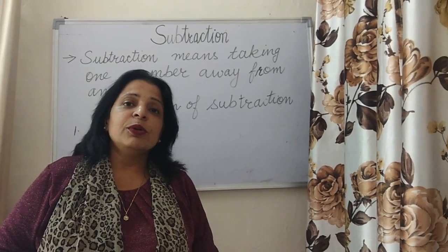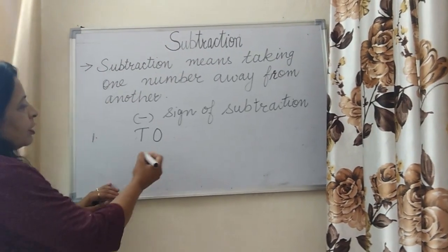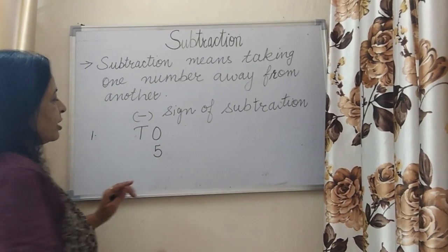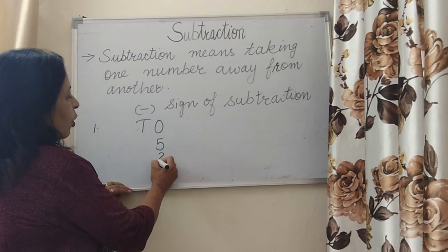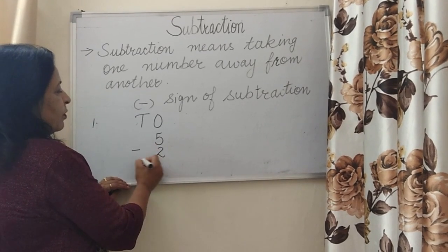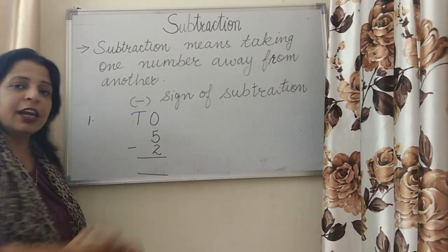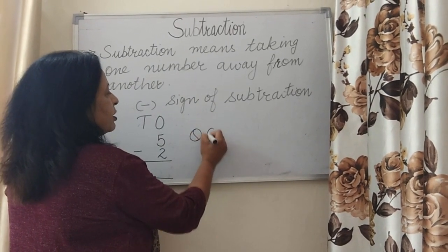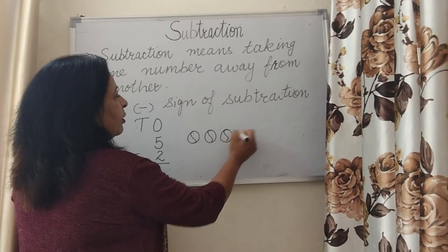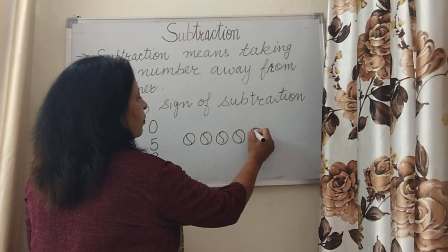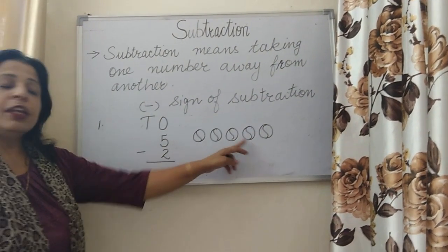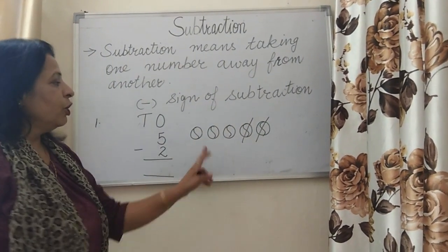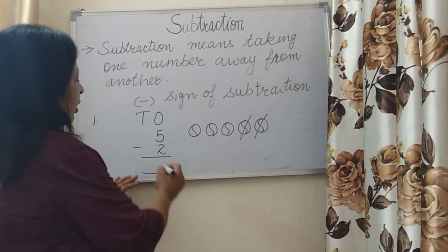So how will you do? How will you solve this problem? Sarang has 5 balls and he has given 2 balls to his friend. So, how many balls are left? Normally, children do it like this. 5 balls. First of all, we'll draw. Earlier there were 5 balls. He has given 2 balls to his friend. Now, how many are left? 3.